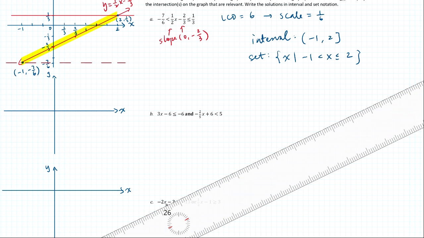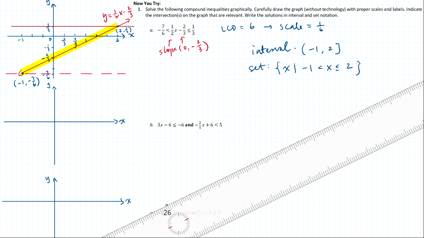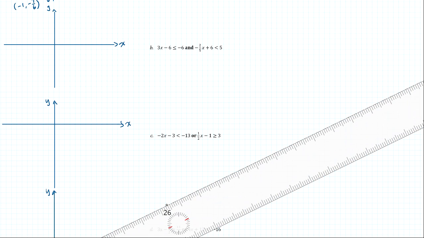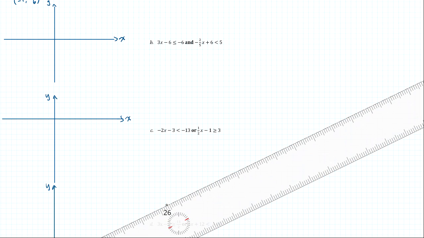If you think you're good with the 3-part inequality, you can move on to part B over here. And with this set of problems, we see that in part B, we have a problem that's connected by the word and.